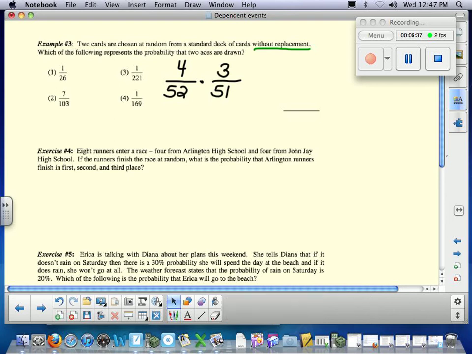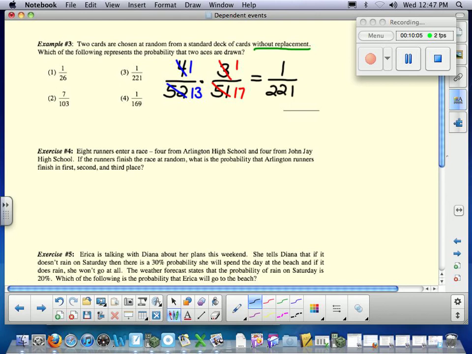All right, I'm going to reduce this one old school, by hand. I'm not going to rely on my handy-dandy calculator. I know that 3 goes into 3 once and 3 goes into 51 17 times. I know that 4 goes into 4 once and 4 goes into 52 13 times. And when I multiply 1 times 1, I get 1. And when I multiply 13 times 17, I get 221. Choice 3.